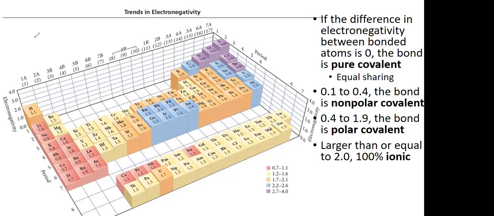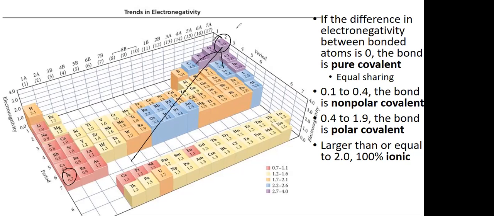So this is how much an atom wants to get an electron. The maximum number this table goes up to is 4 for fluorine. So fluorine is your most electronegative atom. It wants electrons the most. Francium is your least electronegative atom. It does not want electrons. So electronegativity increases as you go to the top right of the periodic table.